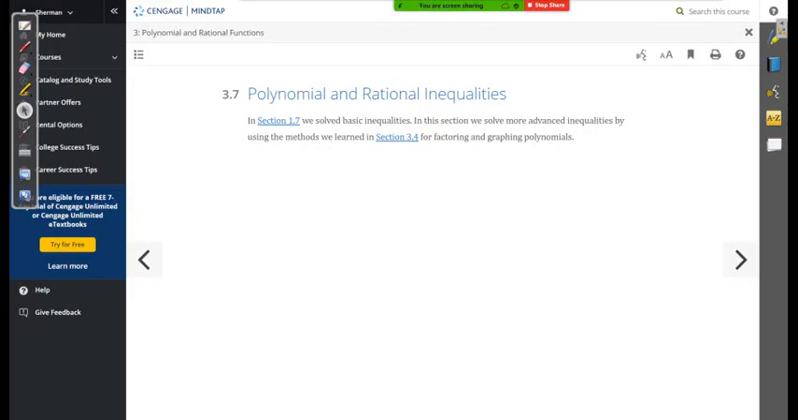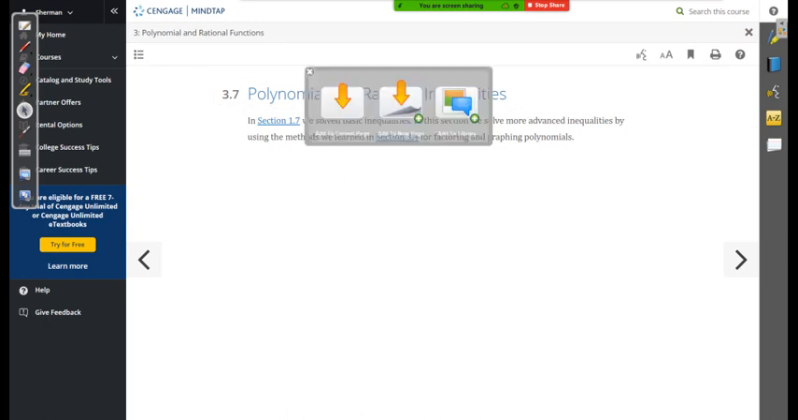3.7, Polynomial and Rational Inequalities. If I recall, today we don't have too many examples, it's just that they are very long.